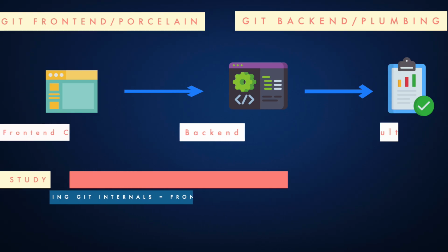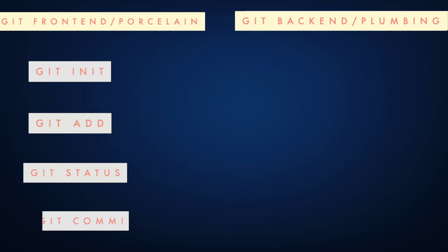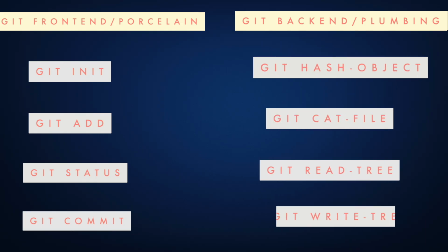git backend commands. Whenever you run a command like git init, git add, git status, git commit, all of these are frontend commands. And whenever you run a command like git cat-file, git hash-object, git read-tree, git write-tree, these are git backend commands.